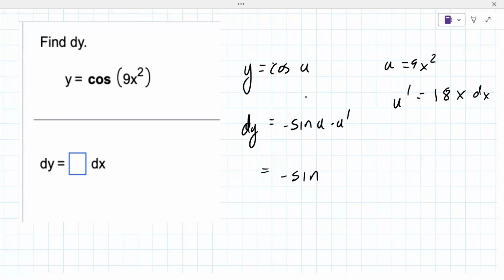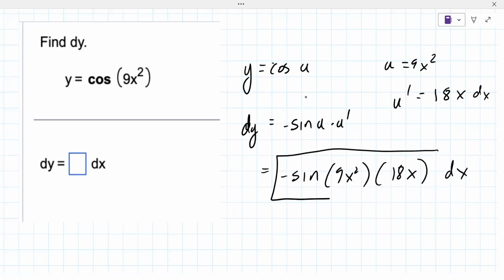So you just back substitute in. Then there's a little dx here, but that's not important. So negative sine 9x squared times 18x dx. This is what goes in the box there. Okay.